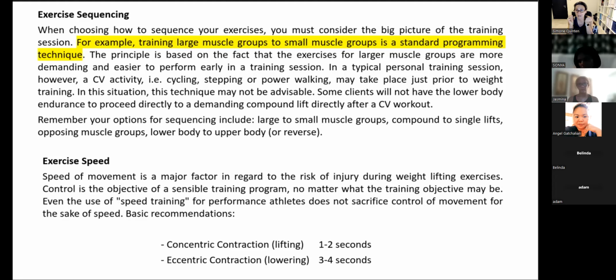Yeah. So for example, if I want to train chest today, I would do, let's say, a chest press. And if I want to do additional work, I can do a tricep pull down. But I would not start first with a tricep pull down and then go into the chest press, because when I do this first, it's a small muscle group. I'm doing an elbow extension, so I'm working my tricep already.